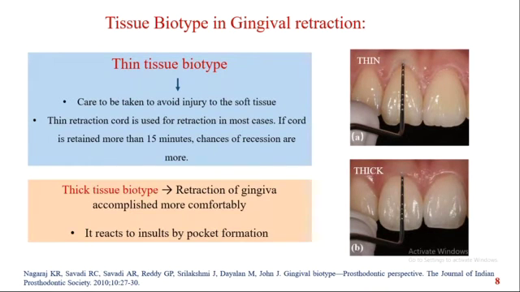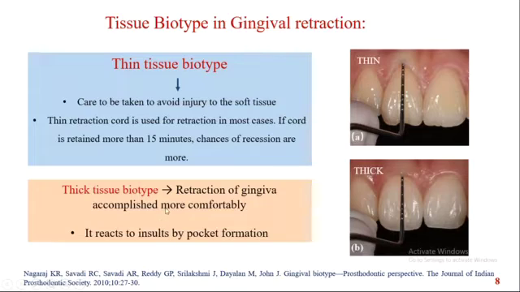Coming to the tissue biotype. Now, tissue biotype also plays an important role in the gingival response. The thin tissue biotype is highly scalloped, whereas the thick tissue biotype is relatively flat. In the thin tissue biotype, the overlying soft tissue is delicate and friable. Therefore, care should be taken to avoid any injury to the soft tissues. A thin retraction cord is used in most cases, and it should not be retained for more than 15 minutes because a thin tissue biotype reacts readily to insults by gingival recession.